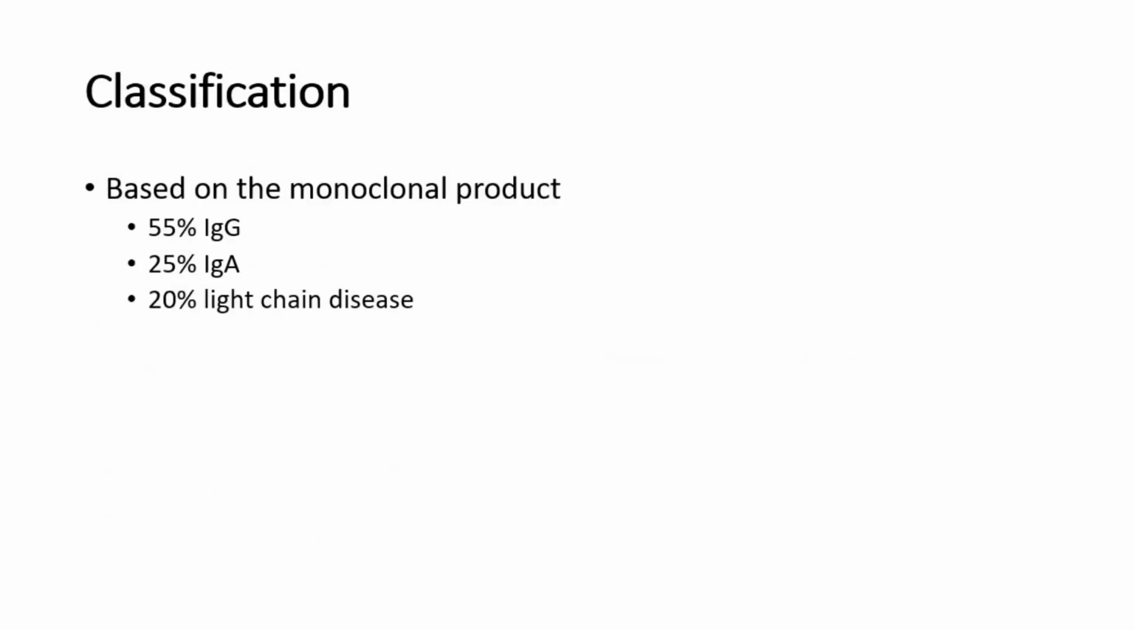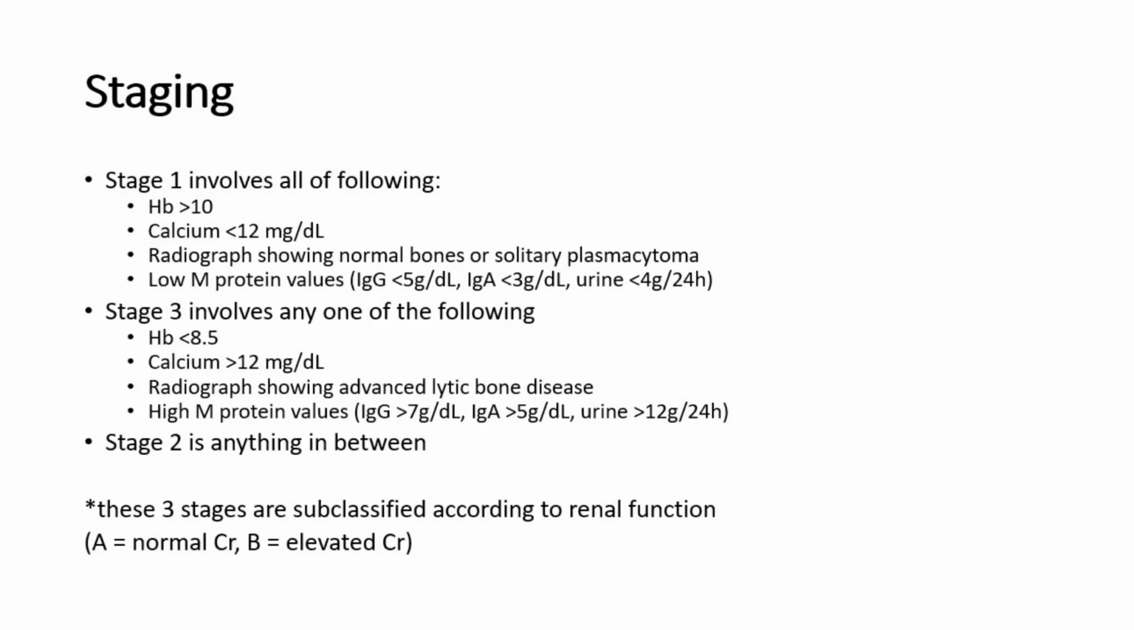Classification of multiple myeloma is based on the monoclonal product: 55% IgG, 25% IgA, and 20% light chain disease. For staging, stage 1 involves all of the following. Hb more than 10. Calcium less than 12. Radiograph showing normal bones or solitary plasmacytoma. Low M protein values: IgG less than 5, IgA less than 3, urine less than 4 grams in 24 hours.